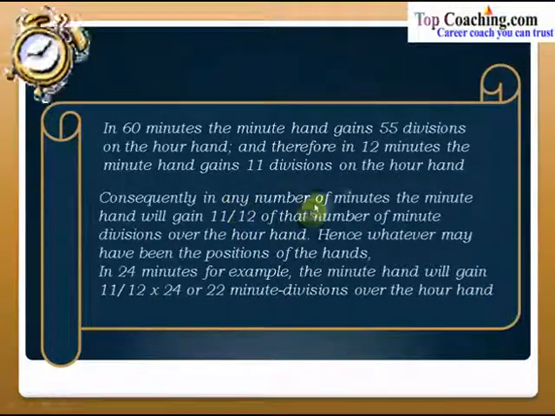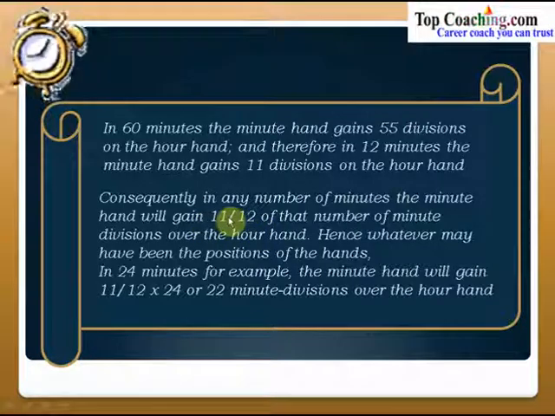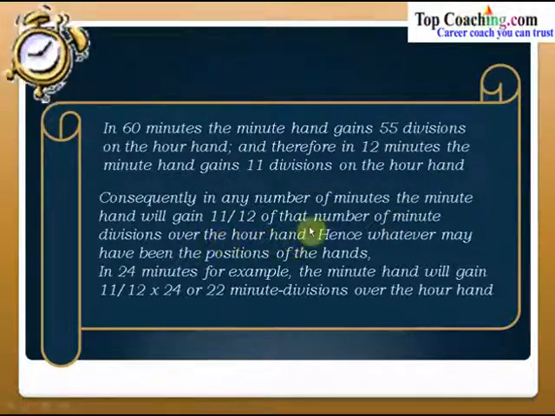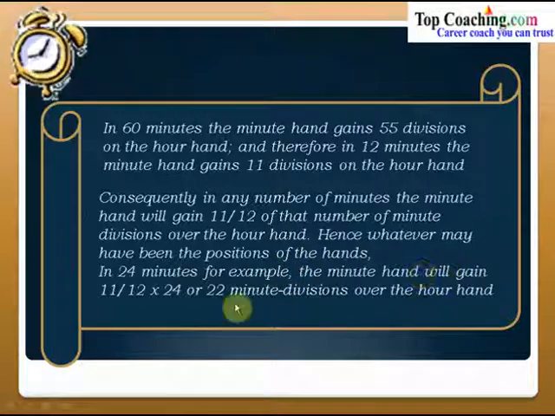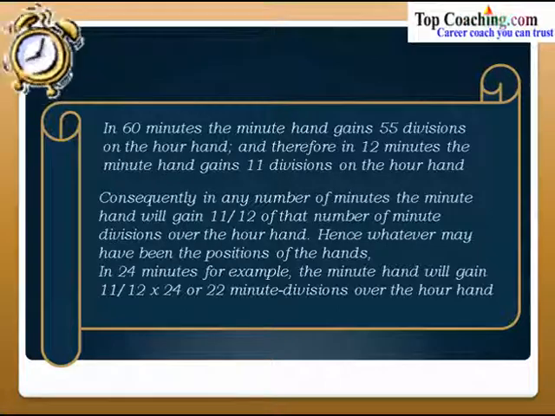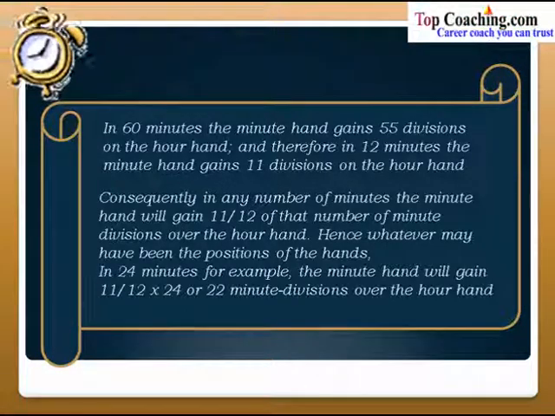Consequently, in any number of minutes, the minute hand will gain 11 by 12 of that number of minutes, in divisions, over the hour hand. Hence, whatever may have been the positions of the hands, in 24 minutes, for example, the minute hand will gain 11 by 12 into 24, or 22 minute divisions over the hour hand. So we have seen that in 12 minutes, the gain of the minute hand over the hour hand is always equal to 11 divisions. It doesn't depend on the position of the hands. It might be 4 o'clock, 5 o'clock, 7 o'clock or any other time.